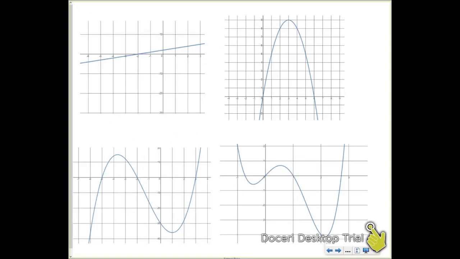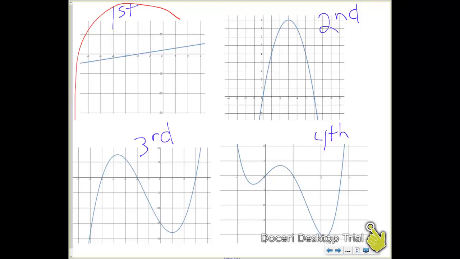The graph in the upper left hand corner is a linear, it's a first degree function. The one in the upper right is a quadratic, that is a second degree function, meaning its highest degree is 2. The bottom left is a cubic, it is a third degree function. And the bottom right is a fourth degree or a quartic function. The first thing you might notice is the ones on the left hand side, the first and the third, these two right here. The arrows on either end of our graph are going in opposite directions.